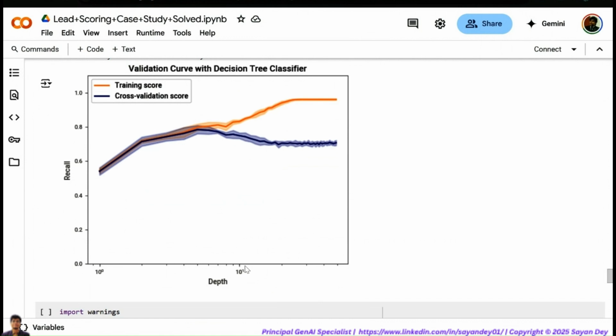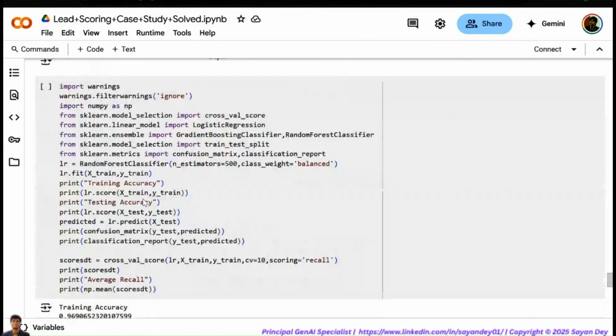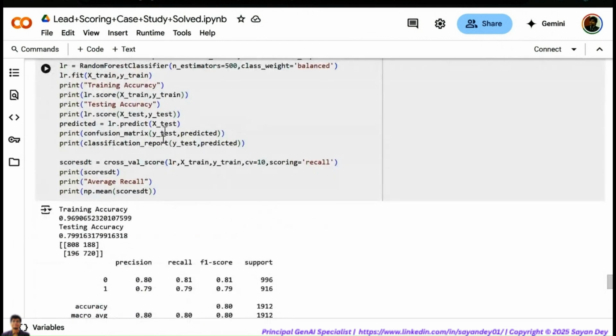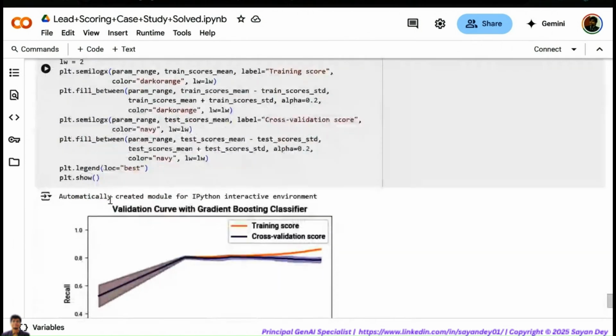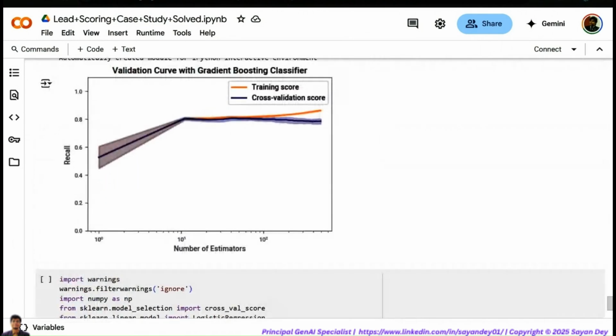Because if I have a higher value of depth, then beyond that point the training score continues to become higher, whereas the testing score continues to fall. This is the overfitting that is happening, and the model is becoming more and more overfit. That means on the training data, whatever textbook you have, it will do very well, but on the unseen question paper, it starts to do very poorly. And now we are trying out different models, a random forest, to improve the scores.